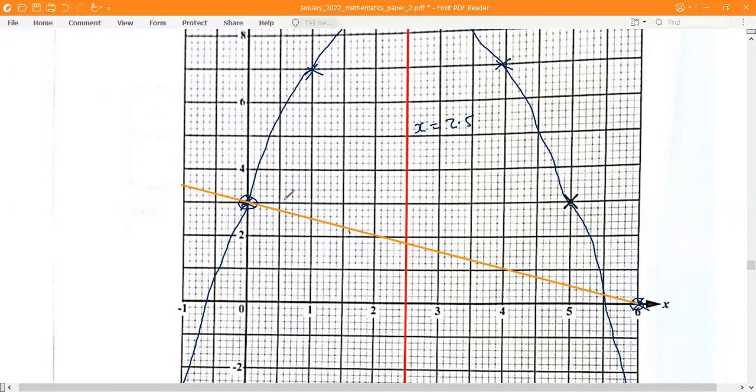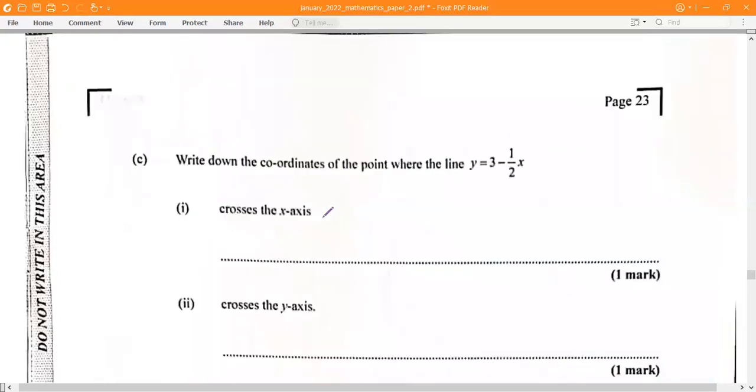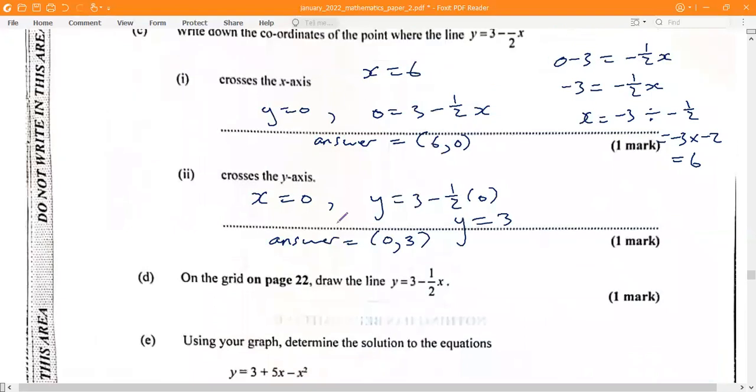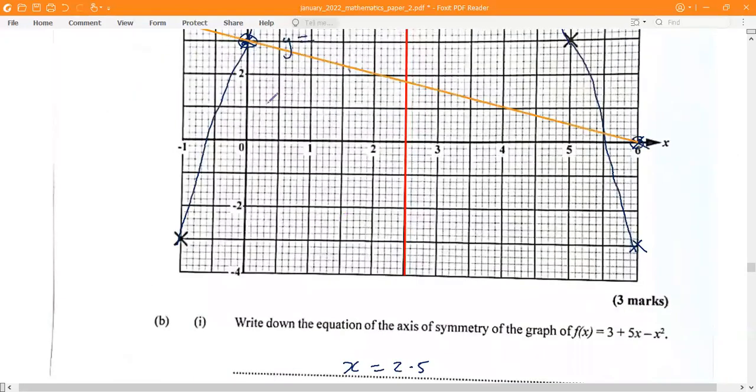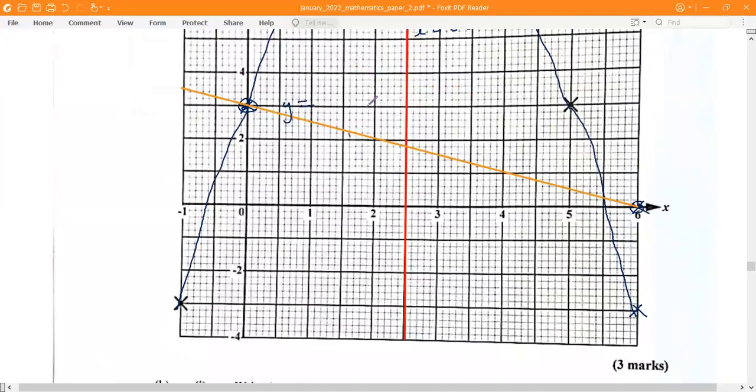So yeah, this is the line, and this line is y is equal to 3 minus 1/2 x. 3 minus 1/2 x, right? That's the orange line.